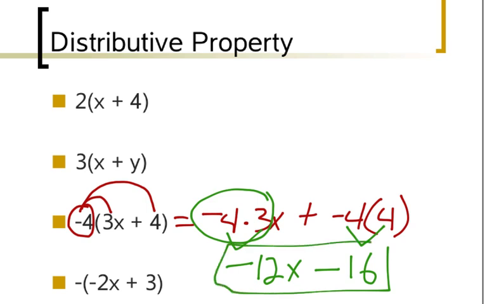Now the biggest mistake that I see with students is that they continue and go ahead and try to make that into a 28x. Now we have to stop here because this one has an x and this one does not, so that's not like terms. Again, we'll talk more about that in a minute.